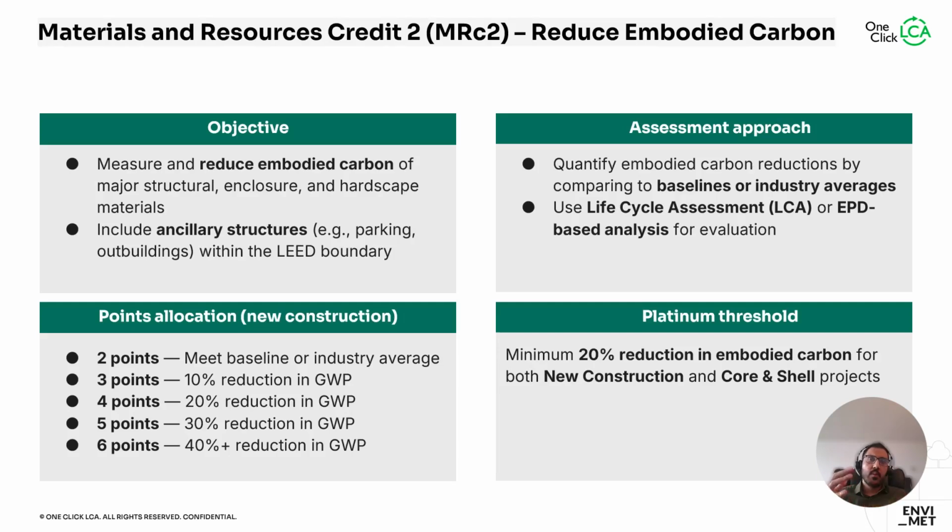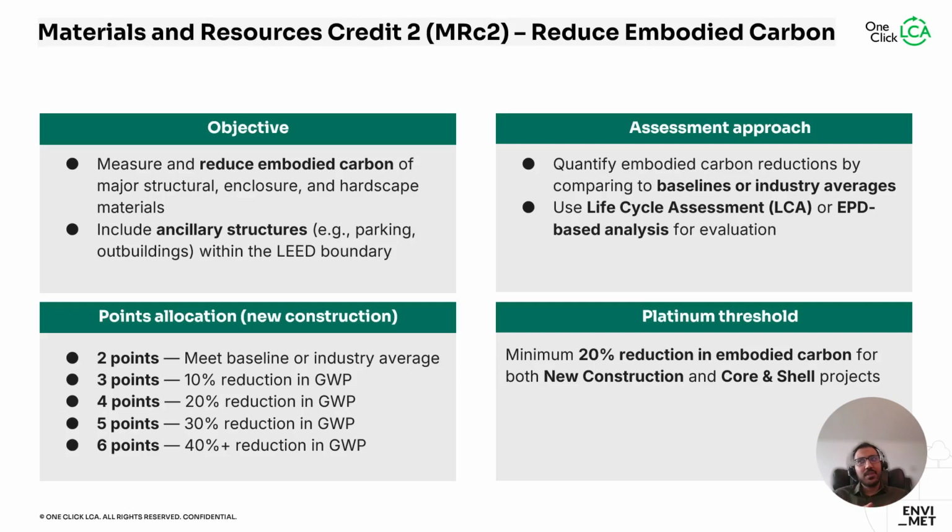Just as an example, we are going to see it in more detail, but if you want to go just for the life cycle assessment part, you can have the maximum points, which is 6 points for the new construction, exactly from that option. So if you're just going to meet the baseline and industry averages, you're going to have 2 points. Then by the reduction of the GWP from 10% to 40%, you are going to have 3 to 6 points. So you can achieve all the points from the first option.